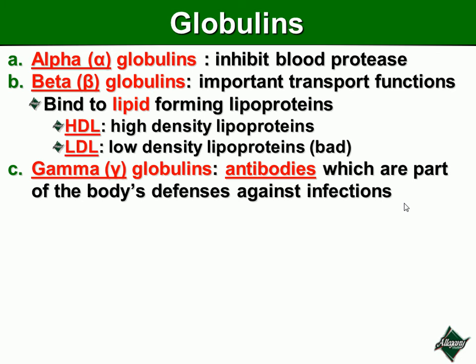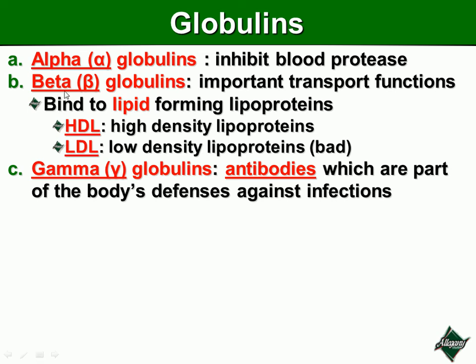So, as the previous slide mentioned, you will find globulin proteins inside the plasma, and there are three types of globulin proteins. The alpha globulin proteins are used to inhibit blood protease, so they will inhibit this enzyme called protease, which breaks down proteins in the blood.